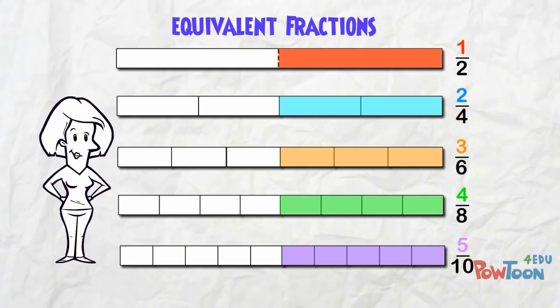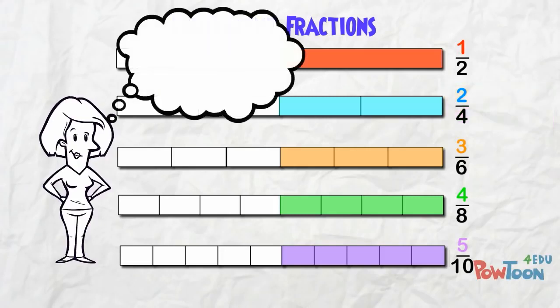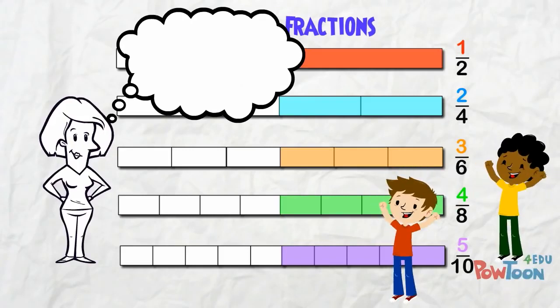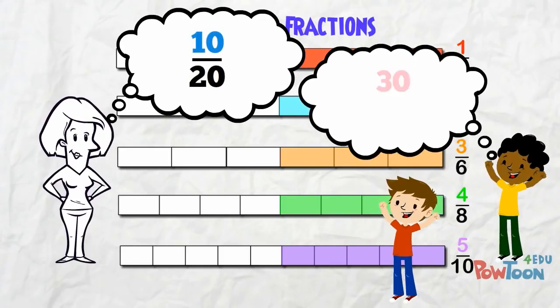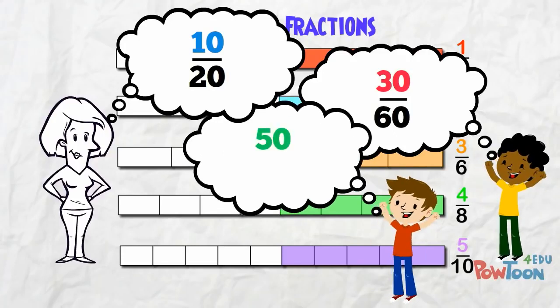And you could easily think of some more like this without using fraction strips. 10 over 20, 30 over 60, 50 over 100.